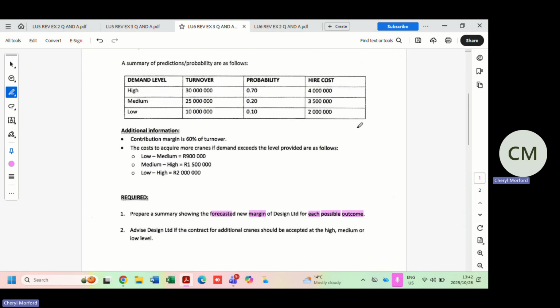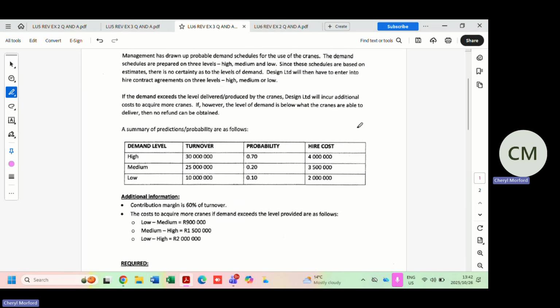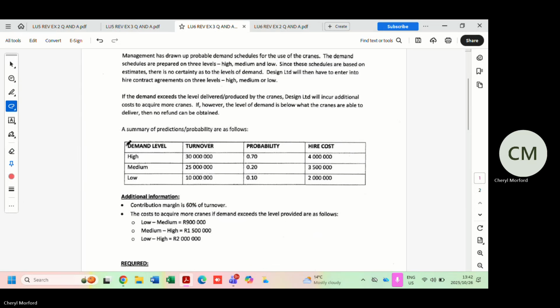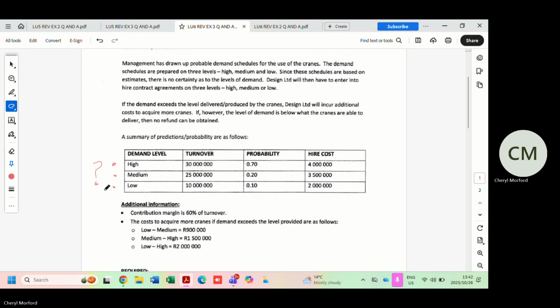So let's have a look at what the various permutations or combinations are. In this table over here, the demand level can be one of three things. Either high, in other words, sales are good, or medium, or low. Which of it is going to be true? We don't know. So there's a question mark here on the demand level, hence the uncertainty. That's why we're going to calculate expected value.